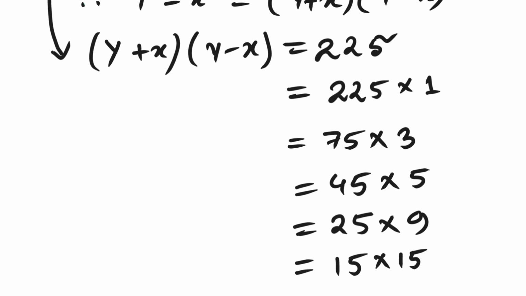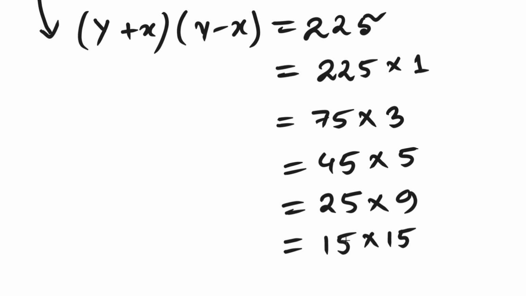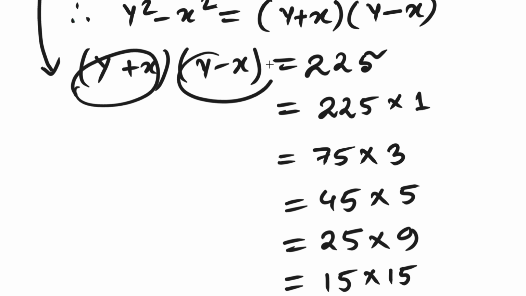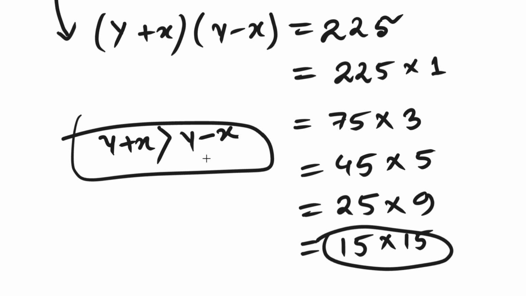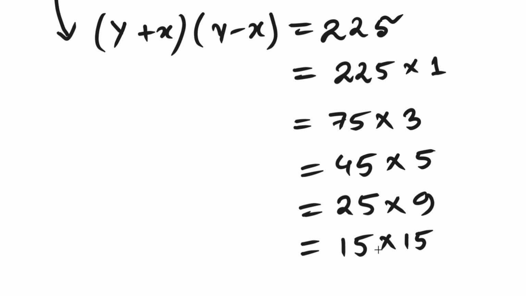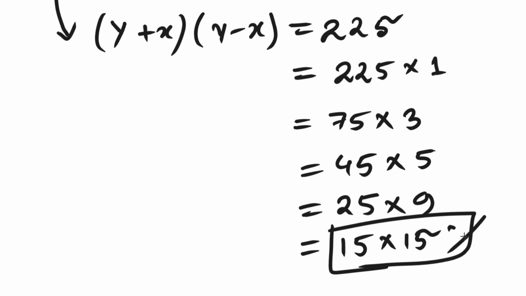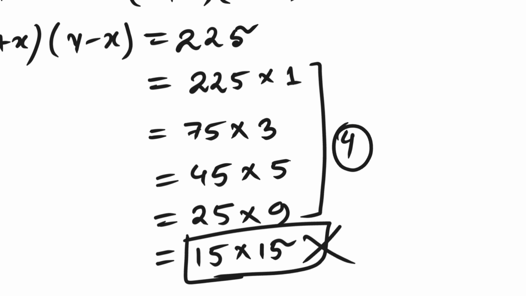But we have to be careful here. The two factors represent y plus x and y minus x. Since x is positive, y plus x must be greater than y minus x. So the pair 15 and 15 cannot possibly work because those two quantities would be equal, which would force x to be 0. But x has to be a positive integer. Therefore, we discard the pair 15 and 15. That leaves us with 4 possible factor pairs, and we need to test each one.